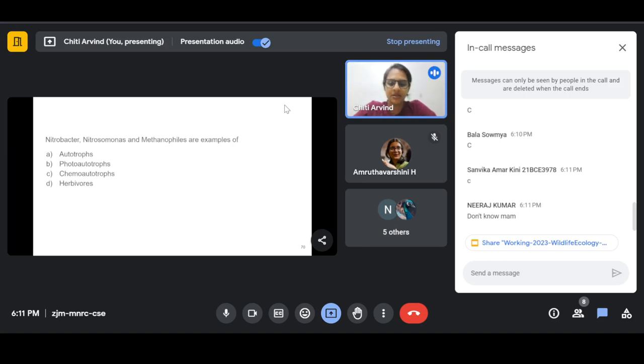Would someone like to explain what chemoautotrophs are? Nitrobacter and Nitrosomonas, which may use nitrogen, and methanophiles thrive on methane. Correct. So as Amrita Varshini has mentioned, that is correct. Chemoautotrophs are a form of autotrophs that use chemicals to synthesize food. And what are the other kinds of autotrophs? It's already listed out here.